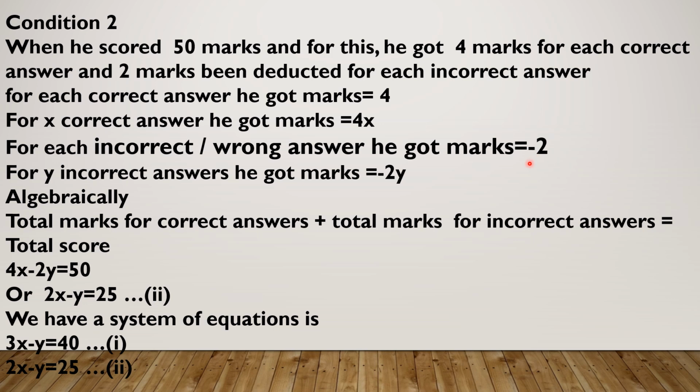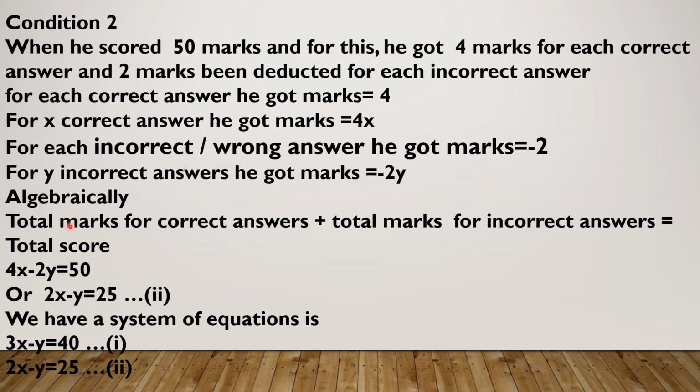Why have we written this in negative form? Because this negative sign indicates that when his answer was incorrect, he was losing marks. So for each incorrect answer he got marks equal to minus 2. So for y incorrect answers he got marks equal to minus 2y.